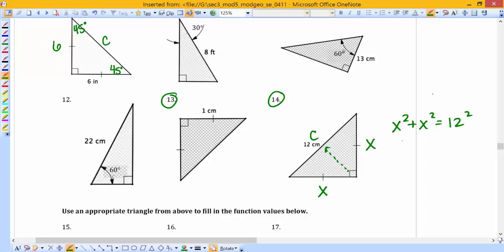So how many x squareds do I have? I have 2x squareds, and it equals 144. I can divide by 2, and then I can go through and square root. So I'm going to let you guys finish that one, and you should be fine with the angle measures.